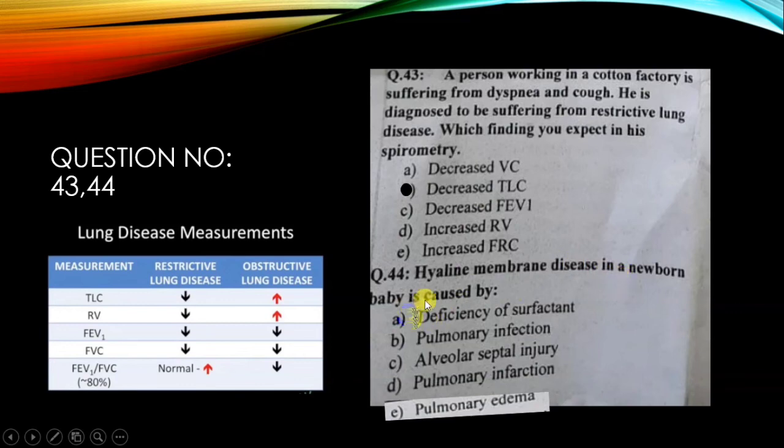Hyaline membrane disease of the newborn is caused by deficiency of surfactant, pulmonary infection, alveolar septal injury, pulmonary infarction, or pulmonary edema. Hyaline membrane disease is also called respiratory distress syndrome, and this is caused by the deficiency of surfactant.